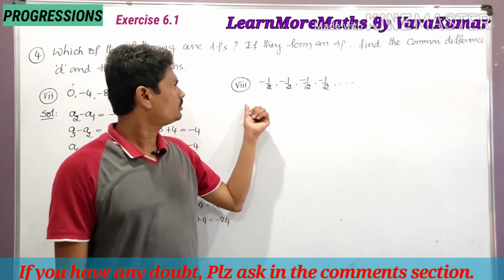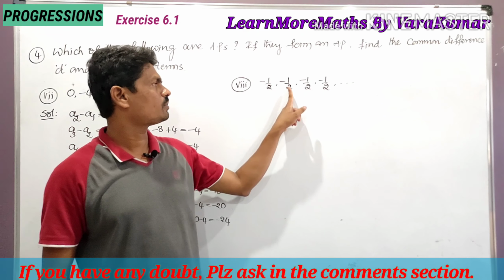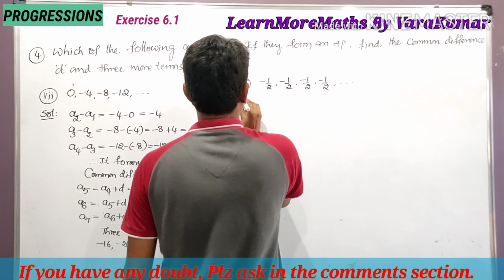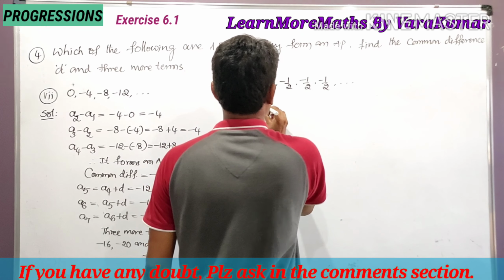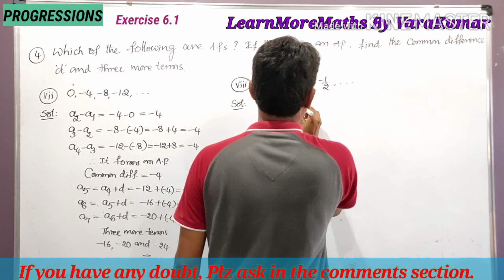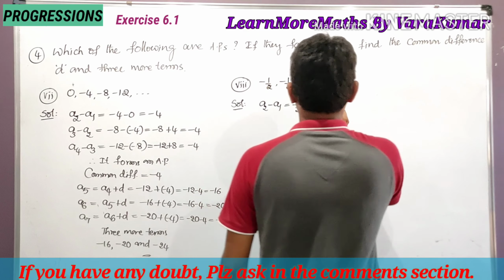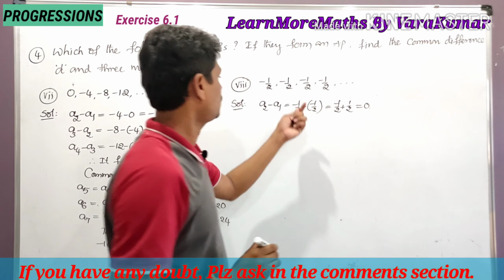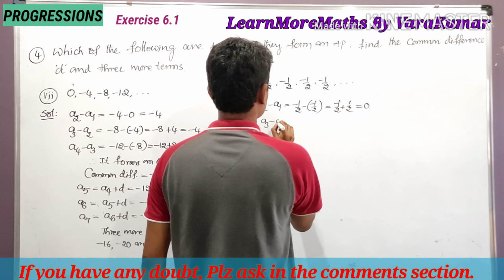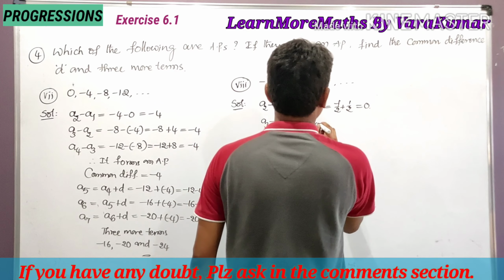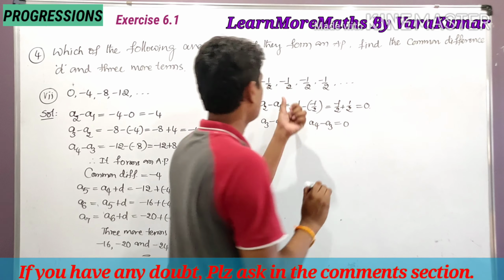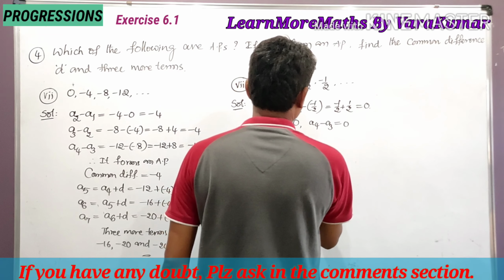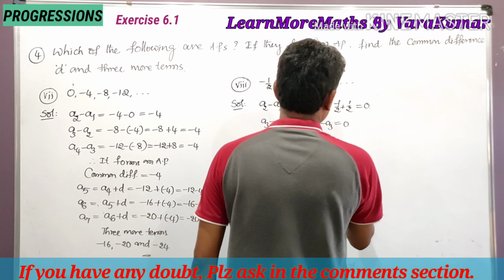Next, the eighth bit in the fourth problem, student: minus 1 by 2, comma, minus 1 by 2, comma, minus 1 by 2, and so on. Again we have to check whether it forms an AP or not. Here a2 minus a1 is equal to minus 1 by 2 minus of minus 1 by 2, so we get minus 1 by 2 plus 1 by 2, which is 0. In the same way a3 minus a2 is also 0, student, and a4 minus a3 is also 0. So the common difference is the same. It forms an AP, an arithmetic progression.